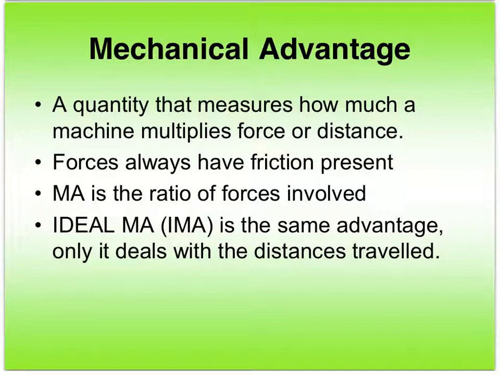Now, it relies upon the distances that you travel and the forces that are applied. Forces have the problem of always having friction present. We'll get to that in just a little bit. The mechanical advantage, MA, is the ratio of forces involved. So the amount of force that I have to use to turn something and the amount of force that the object resists with. Ideal mechanical advantage, IMA, is the same thing. It's mechanical advantage. But ideally, if we want to get rid of friction and any of the problems, we'd be dealing with distances. So we'll look at these two, how mechanical advantage can be used in forces and distances to create an ideal machine or a regular, normal, everyday machine.